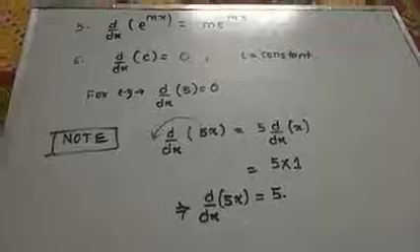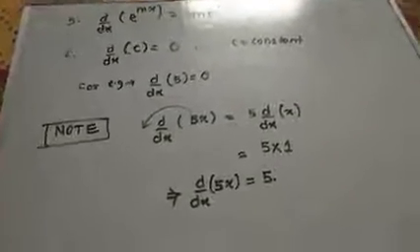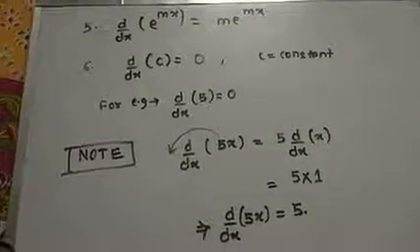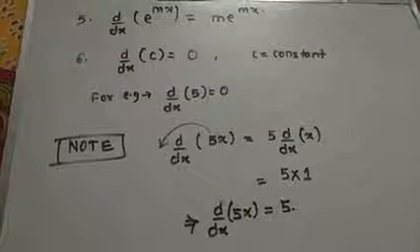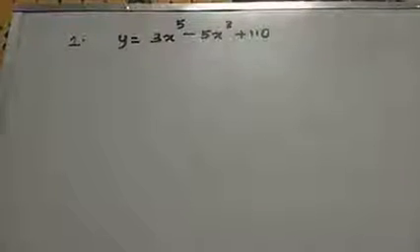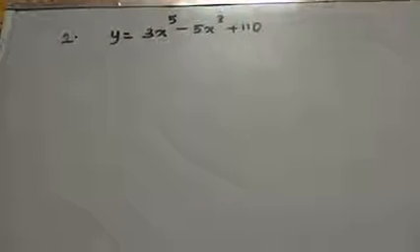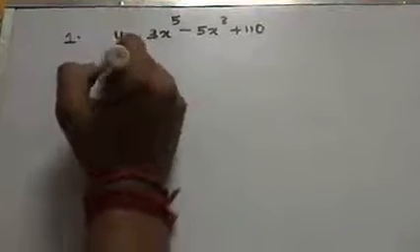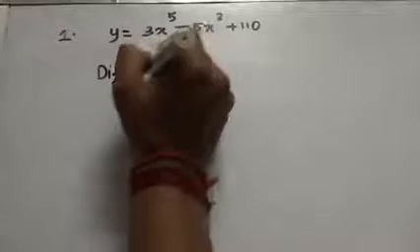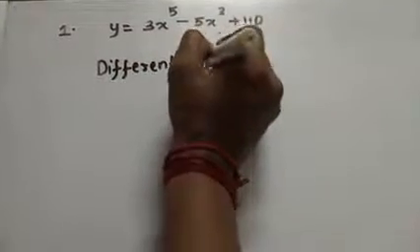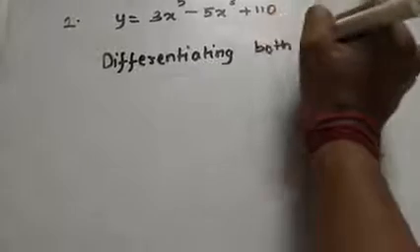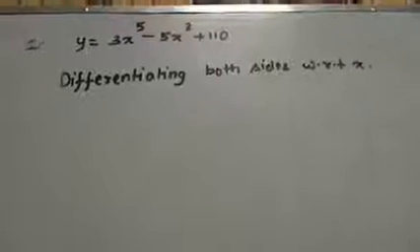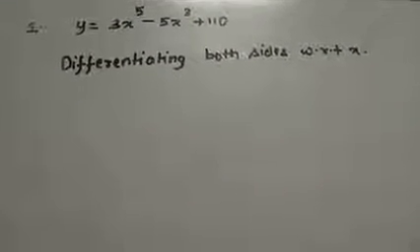So these are the fundamental rules and the formulas of differentiation. Now we'll try to solve some questions using these formulas and rules. Question number 1 is y equals 3x to the power 5 minus 5x cube plus 110. So first of all, we'll write in this way: differentiating both sides with respect to x. We will always write it this way: differentiating both sides with respect to x.